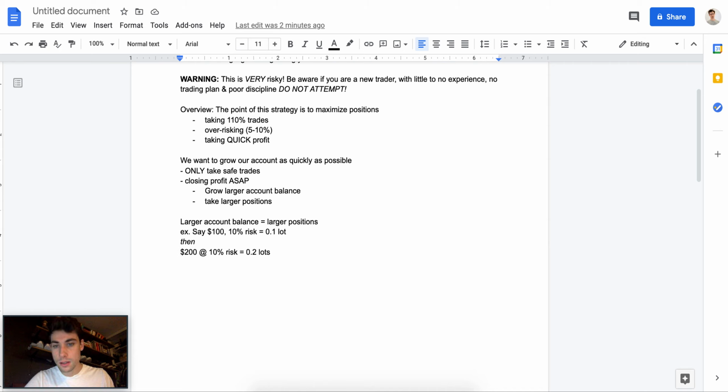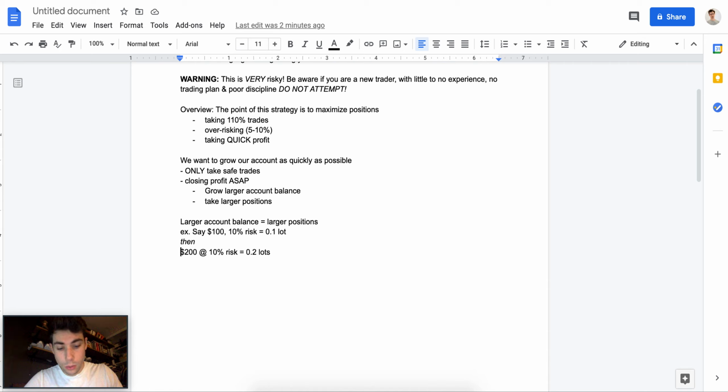So then we get to 200, and even though we had to put in more work on a smaller account balance, say $100, where we're putting in 0.1 lots and need to catch 100 pips, well, now we're at $200. We're able to use, for whatever reason, 0.2s. Now we only need 50 pips. Let's say we get to $300 and finally $400. We're at $400, so now we can do 0.4s.